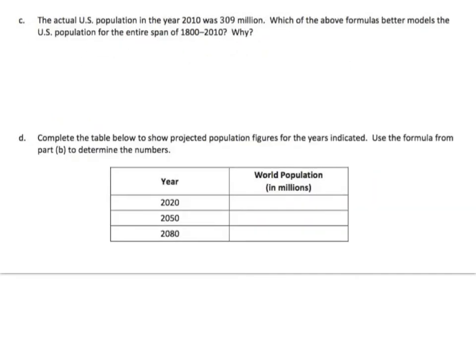So the actual U.S. population in the year 2010 was 309 million, and we just calculated 315 million. Which of the above formulas better models the U.S. population? The last model we calculated 347 million. Which one is closer to 309? I'd say the second model. The one in part B is a closer approximation.